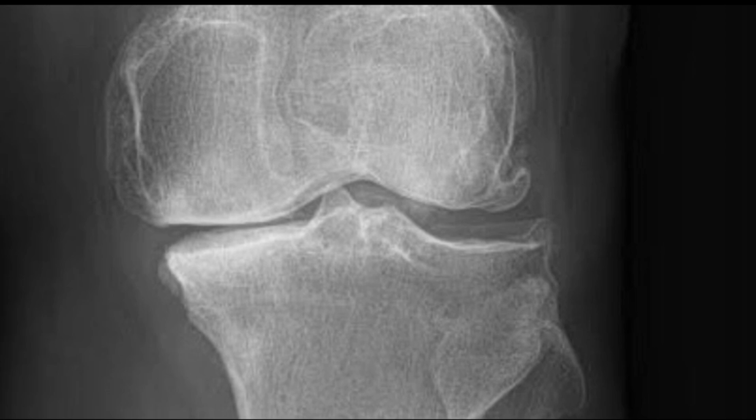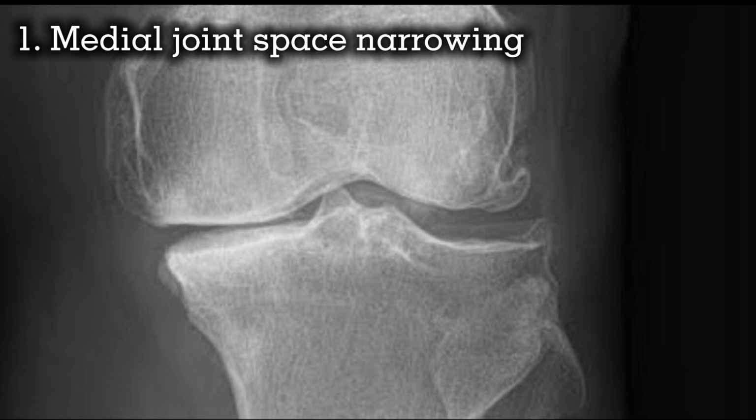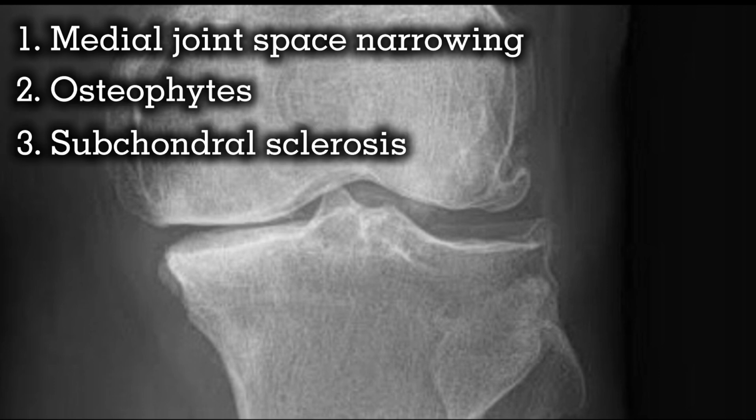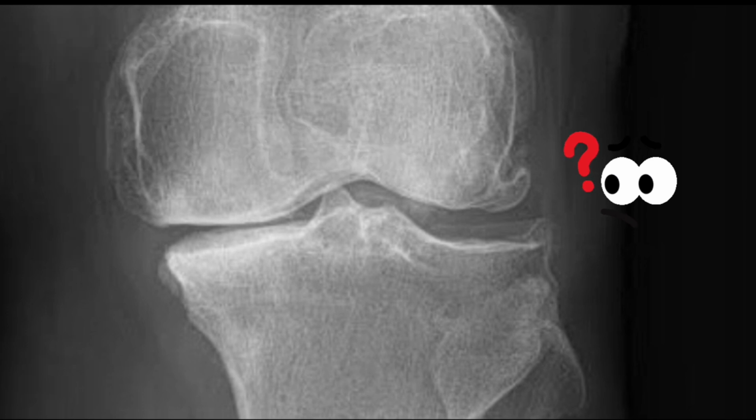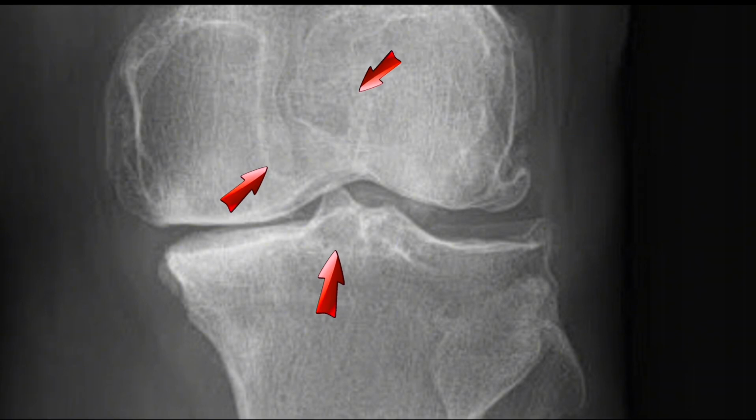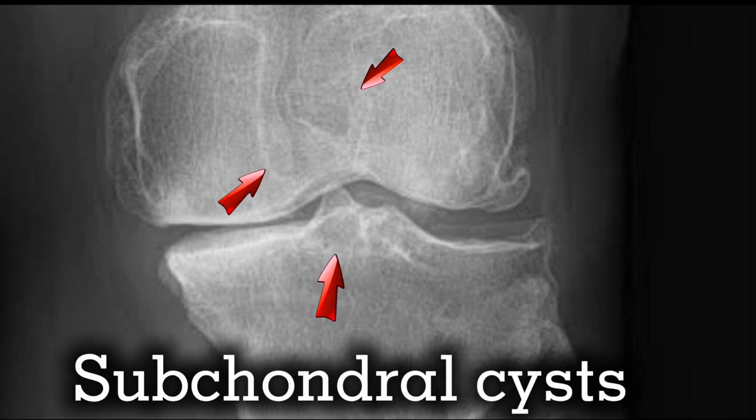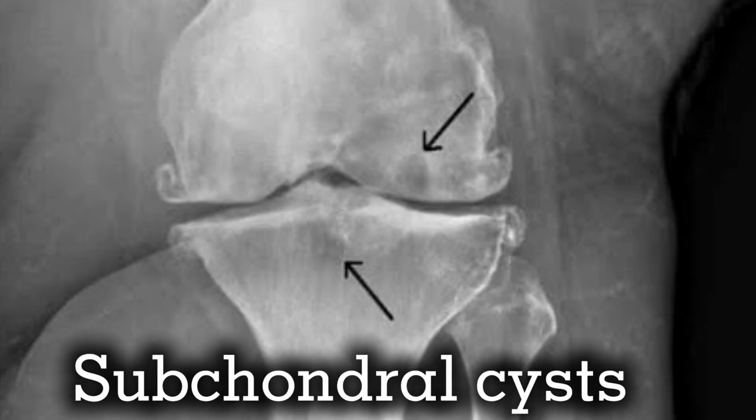So far, we've learned about 3 features of osteoarthritis on X-rays of knees: medial joint space narrowing, osteophytes, and subchondral sclerosis. Now tell me if you can see the 4th and the last of the changes. I can see a darker area near the joint surface. Could this be a subchondral cyst? Good eye, well done. Subchondral cysts are less common but can appear as darker areas due to being fluid-filled sacs.